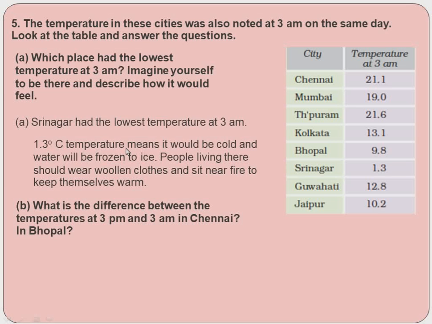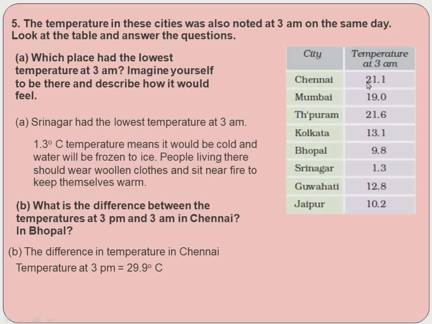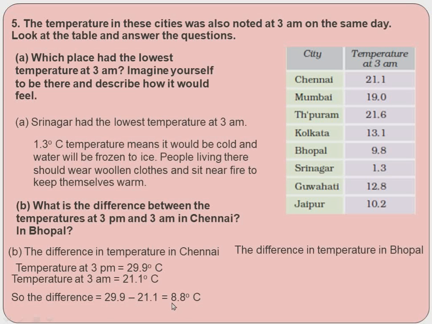What is the difference between the temperatures at 3 p.m. and 3 a.m. in Chennai and in Bhopal also? Now first, the difference of temperature in Chennai we will see. In Chennai at 3 a.m. it is 21.1. At 3 p.m., in the map you have to see, it is 29.9 degrees Celsius. So what is the difference means what you will do? You will subtract: 29.9 minus 21.1. So 9 minus 1, 8. 29 minus 21, 8. So it is 8.8 degrees Celsius.